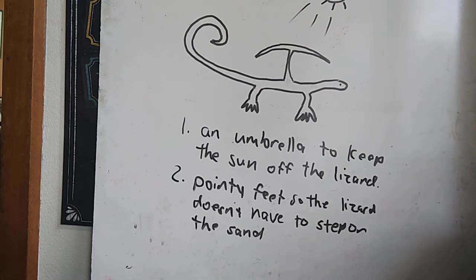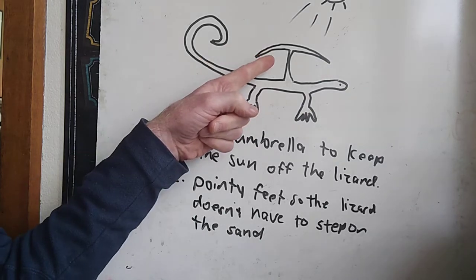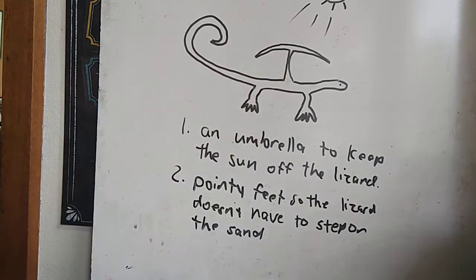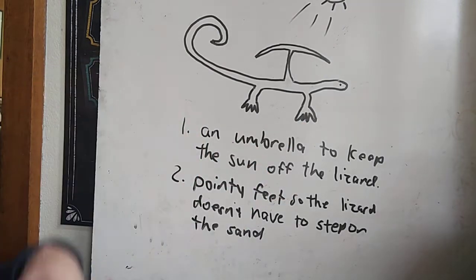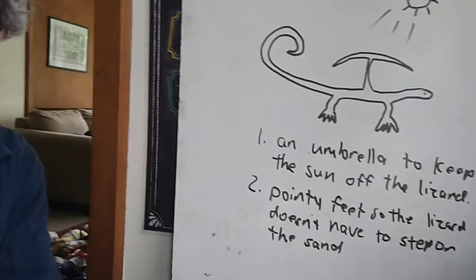I didn't give my animal a name, but the two adaptations that it has, so that it can live in the desert, are: one, an umbrella to block the sun so the animal doesn't get too hot or sunburned, and two, pointy feet so that it can walk on the hot sand or the hot dirt without burning its feet. Okay, so that is your job.